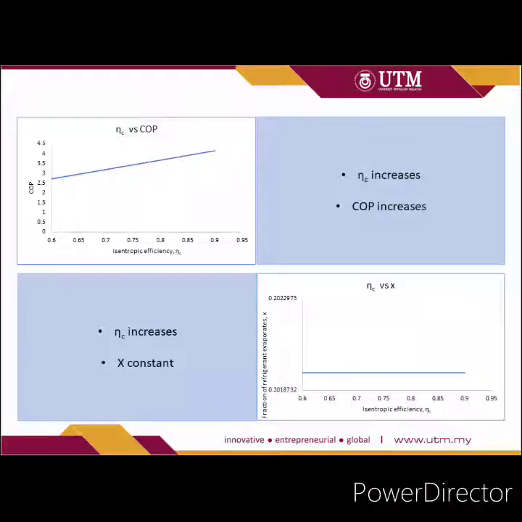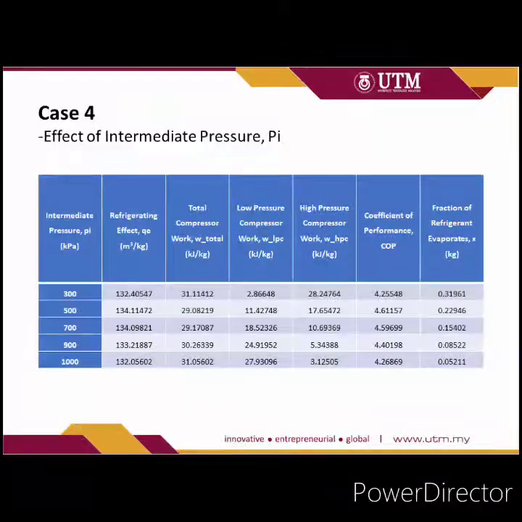Next, we go to the last graph, which is isentropic efficiency versus fraction of refrigerant evaporate. As we increase the isentropic efficiency, the fraction of refrigerant evaporated is constant, which remains at the same value. Next, we move into the fourth case study, which is the effect of intermediate pressure. From this table, the intermediate pressure value has been increased from 300 kilopascal to 1000 kilopascal. And this table also shows us the output result of this effect.